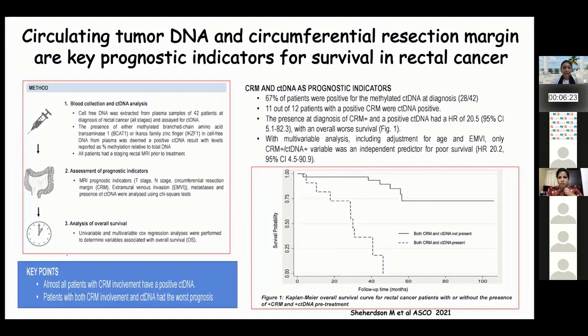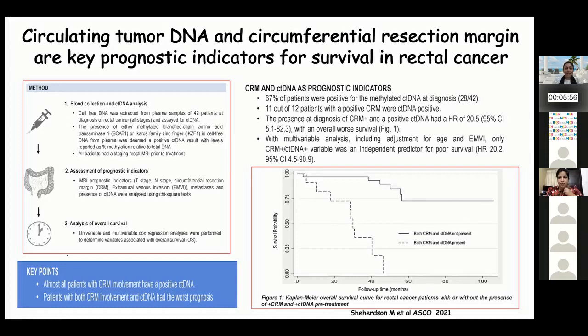Now, I thought this was a very interesting poster that was presented at ASCO this year that looked at that question of doing ctDNA in those patients with early stage rectal cancers prior to neoadjuvant therapy. And interestingly enough, they found that patients who had positive ctDNA plus a positive CRM actually did much worse than those patients who had negative ctDNA and negative CRM.